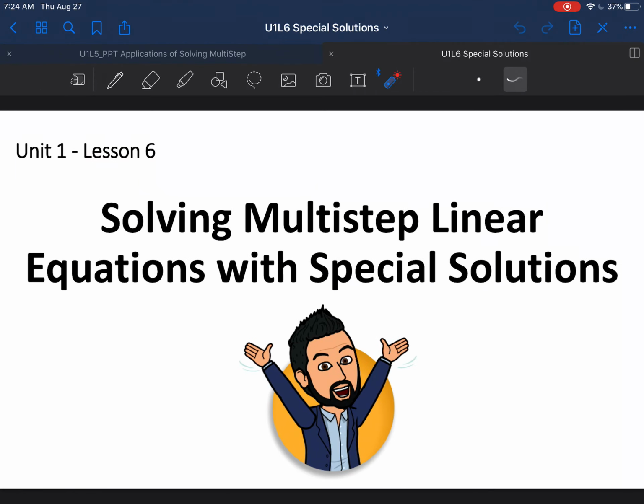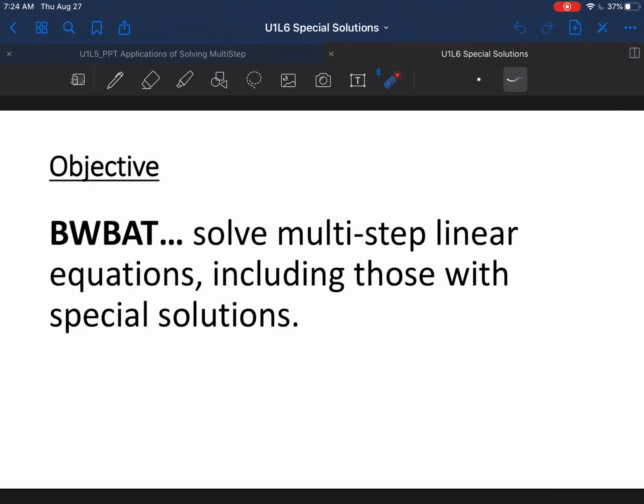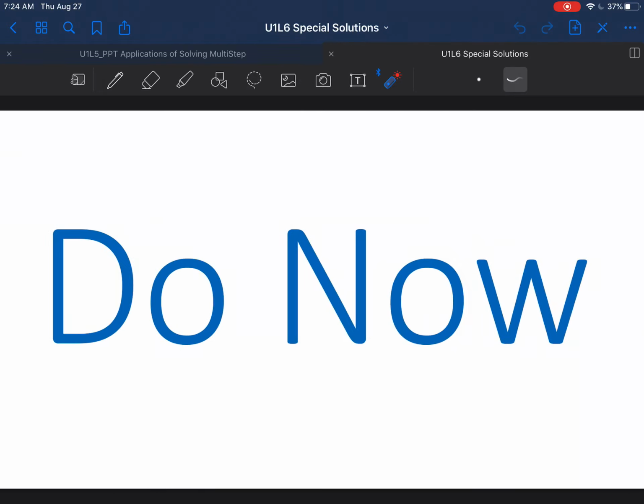So let's get on with today. Today we are solving multi-step equations with special solutions. Bulldogs will be able to solve multi-step linear equations, including those with special solutions.